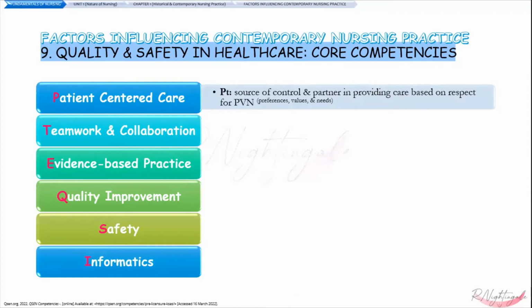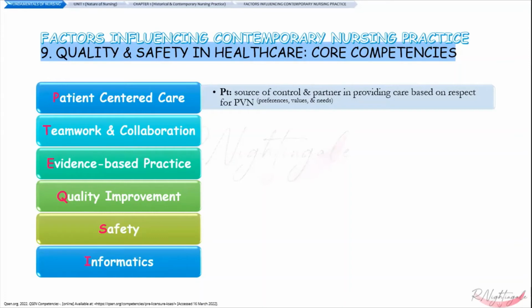So it says here that patients are the center of our care. They are the source of the data that we can work on to provide care that is more individualized and more focused on them. So we must respect their values, their preferences, and needs. We must not coerce them on what they wanted to do or wanted to have.